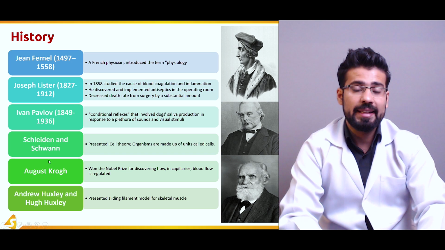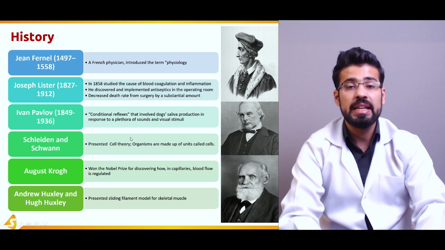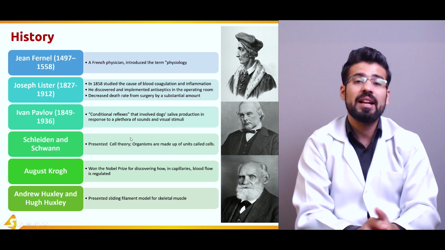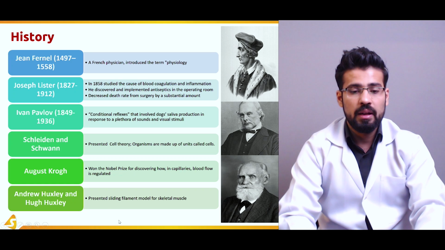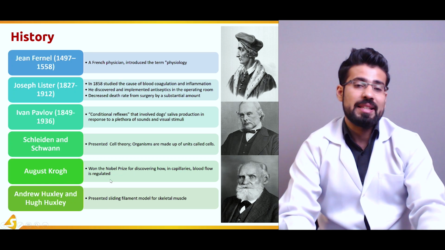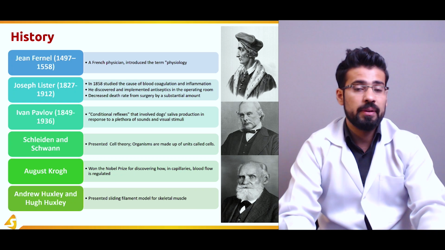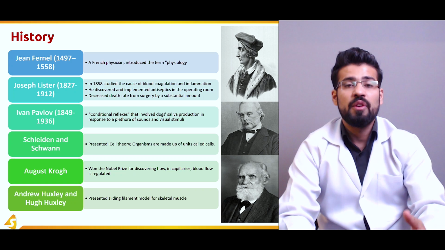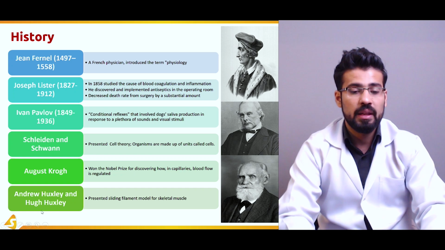This is followed by the contribution of Schleiden and Schwann, who presented the cell theory, which stated that the cell is the structural and functional unit of the whole body. August Krogh won the Nobel Prize for discovering how blood flows in the capillaries that come from the arteries into the veins.